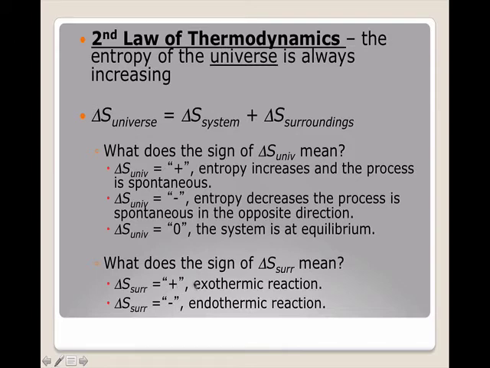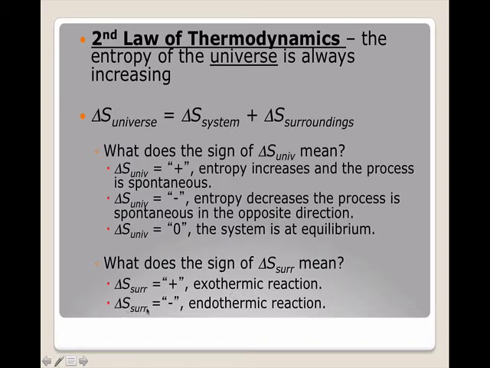The other one that we're going to quickly look at is the sign of delta S of the surroundings, which is this one right here. If delta S of the surroundings is positive, that means we had an exothermic reaction. If we think about that for a second, the system must have been releasing energy into the surroundings, and the surroundings were getting that energy and becoming more disordered. So that's why delta S of the surroundings is positive, because they're picking up that energy from the exothermic reaction and becoming more disordered.